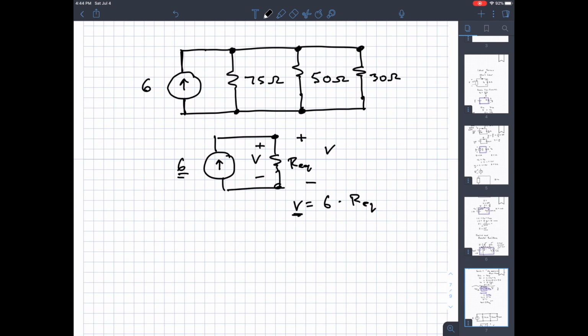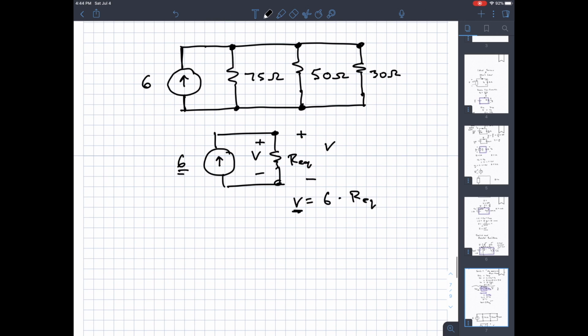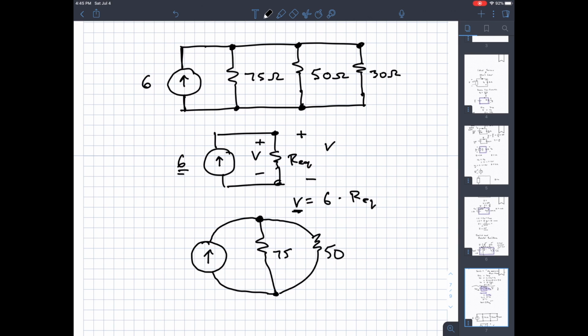The first thing I wanted to do, though: I've looked at circuits for a long time, so things are more obvious to me than they will be for you when you first start out. Is it obvious to you that this circuit is the same? Okay, so I'm going to connect with curved lines here. 75, 50, 30. These are in ohms.